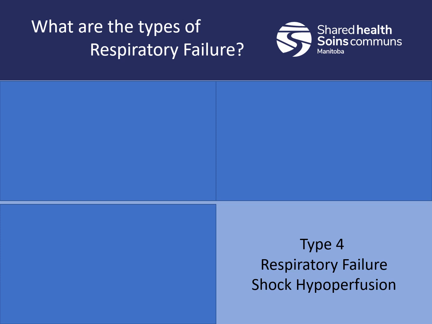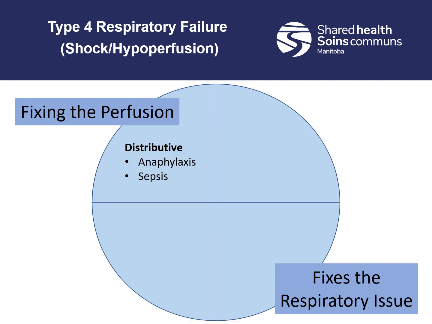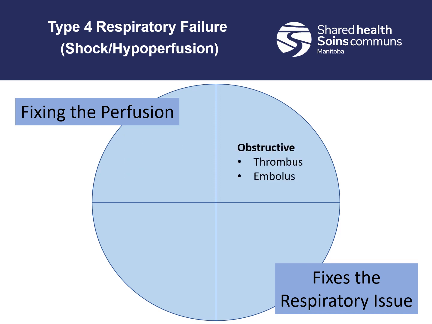The last one, type 4 respiratory failure, it's actually secondary to shock or a hypoperfusion state. So there's not necessarily a problem getting air in or out of the lungs, but there's a problem circulating both oxygen and carbon dioxide. So we fix whatever's interfering with perfusion, we fix the respiratory cause. So in distributive shock, our common ones being sepsis and anaphylaxis, we have a fluid shift issue. Add some fluids, improve perfusion, the patient gets better.